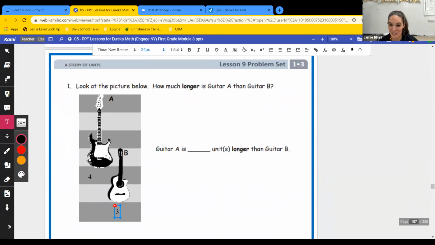Okay, let's look at guitar A and B. So here we have guitar A. It is 1, 2, 3, 4 units long. Okay, and I put the 4 right here. B is 1, 2, 3 units long, and I put a 3 down here. Now I want you to figure out guitar A is blank units longer than guitar B. So how many units longer is guitar A than B? Okay, that's what you're going to fill out for number 1.